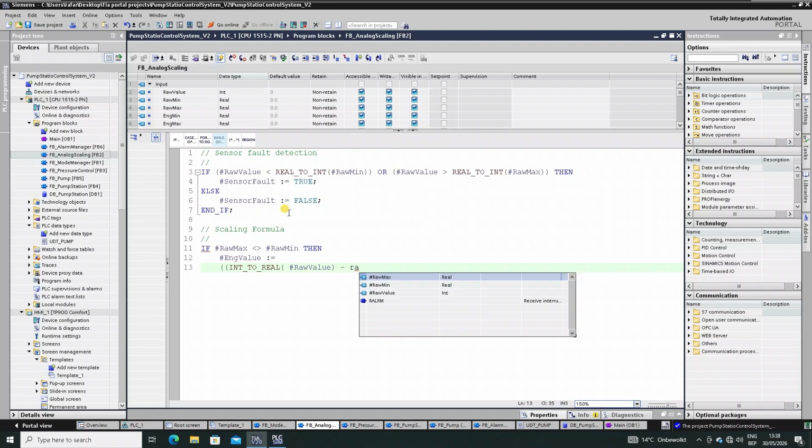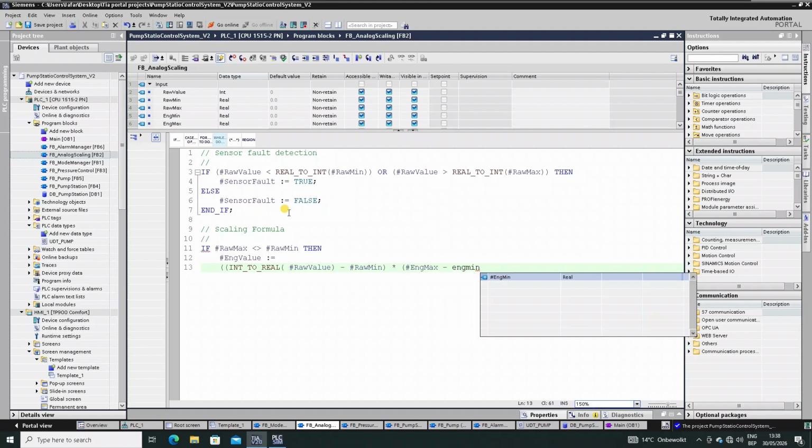Before we calculate the engineering value, we first check if raw max is different from raw min. This is important because we cannot divide by 0. If raw max and raw min are the same, the calculation is not possible. In that case, we set eng value to 0.0 and activate sensor fault.